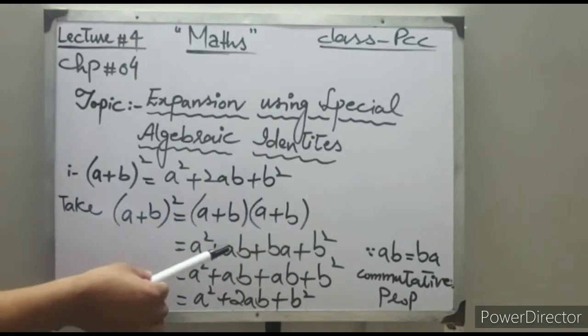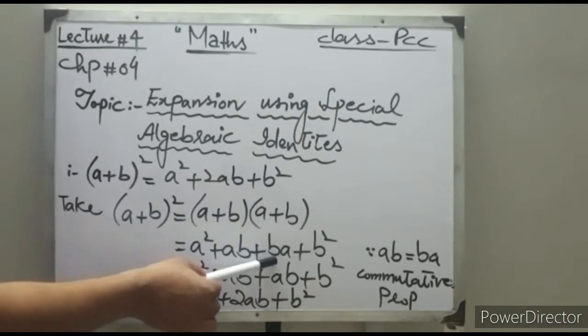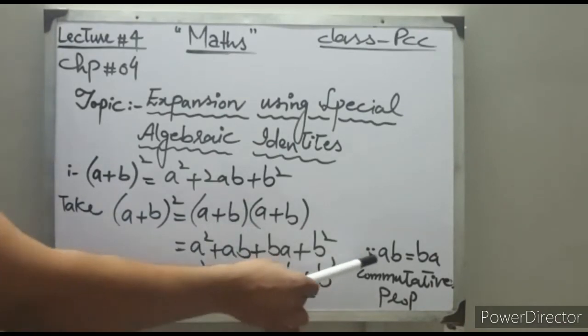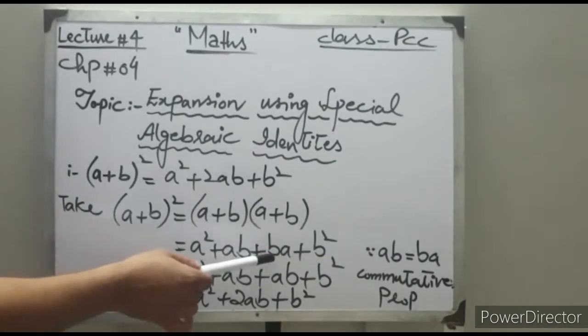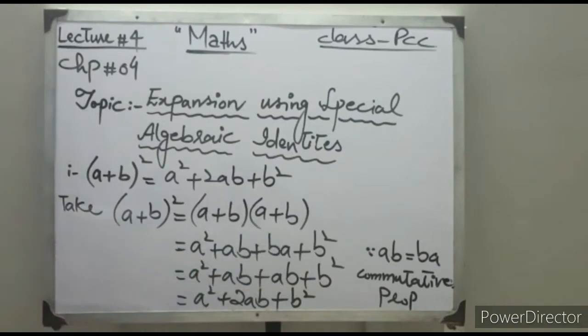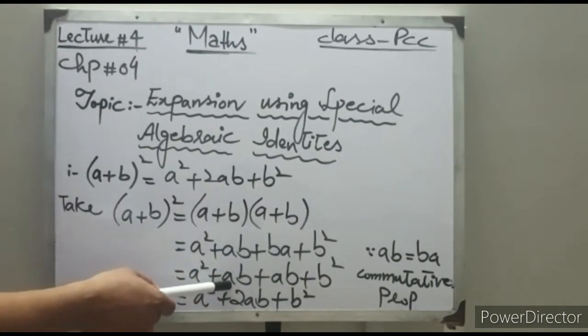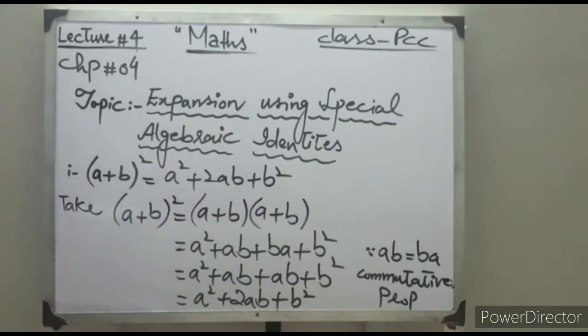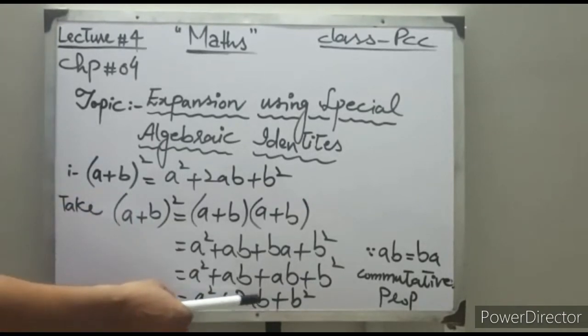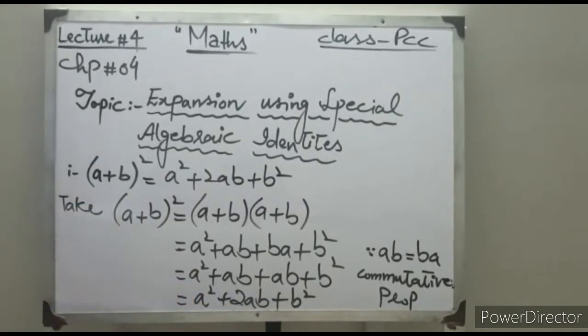Students, you can see here we have ab and ba. ab is equal to ba by commutative property. So you may write ba as ab. So in the middle we have two like terms, ab and ab. Add these two like terms. There will be 2ab. So the final answer will be a² + 2ab + b². It's an important identity.